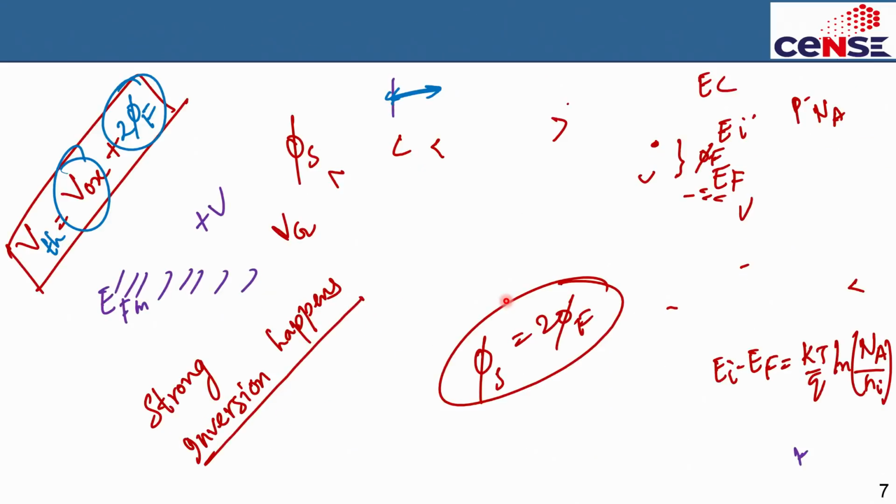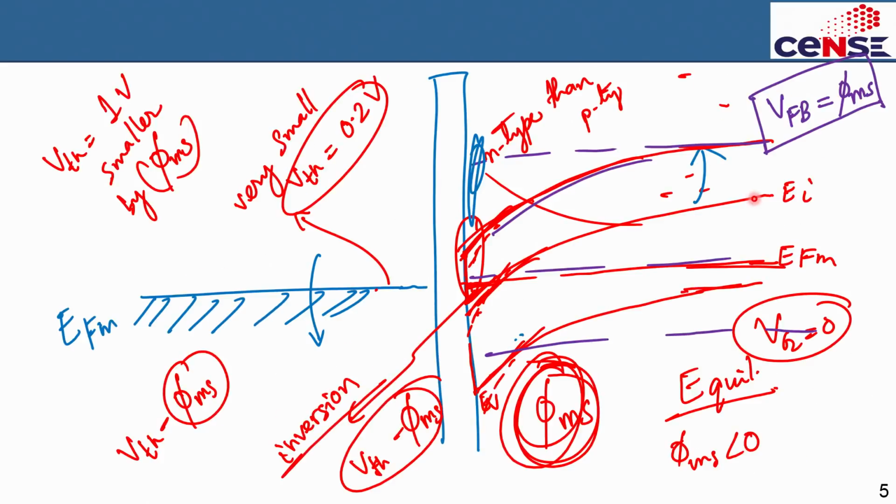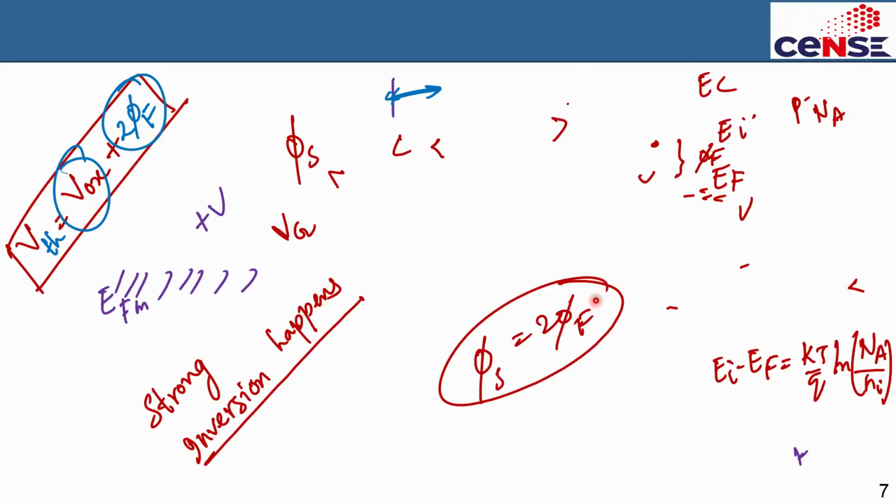So in strong inversion, I told you the total bending psi s, the bending on the surface, is equal to 2 times psi f. Psi f essentially is the difference between the intrinsic level and the Fermi level. This is psi f. So 2 times this bending will mean this, again this, which is here, right? So you will get a strong inversion there, and that is the condition.